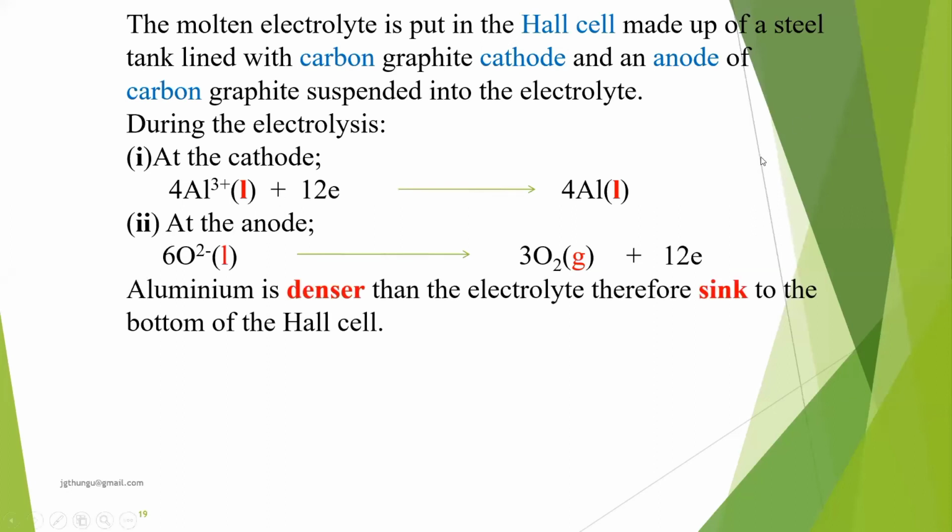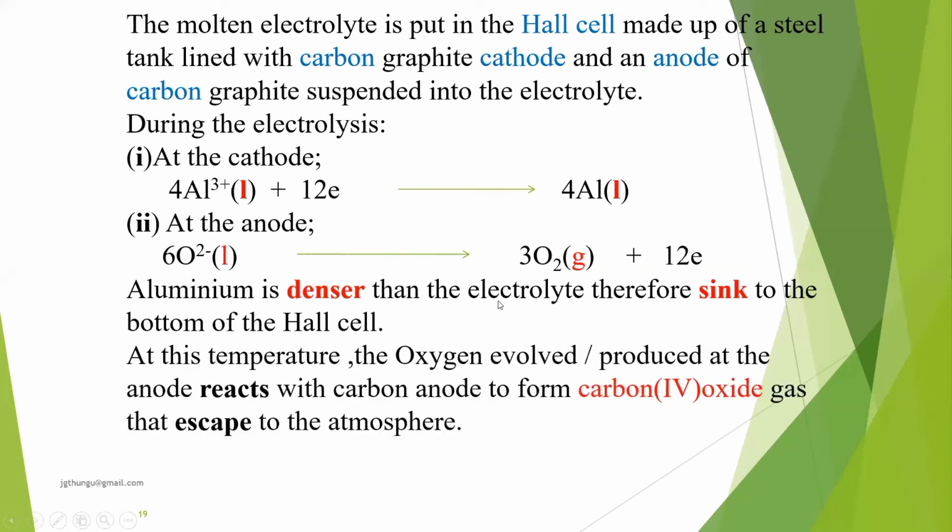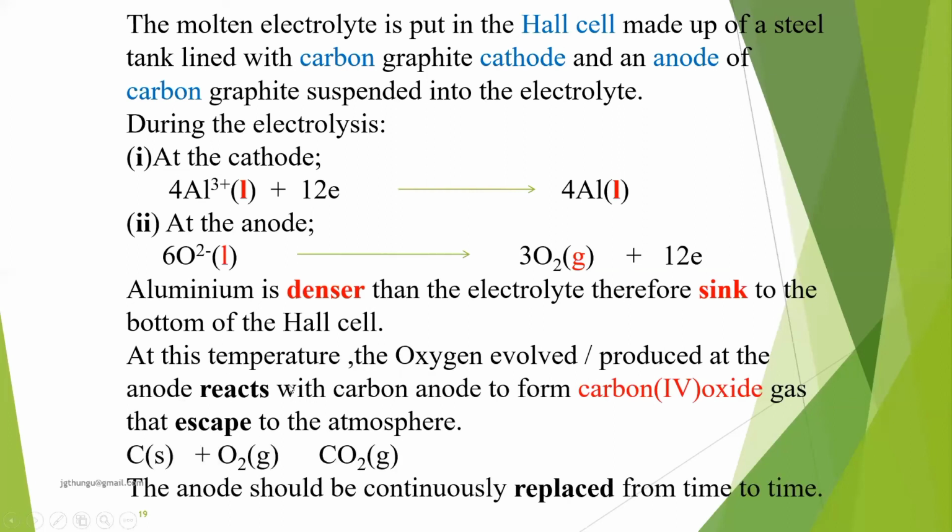By looking at the other part. So hiyo ya aluminium nimeelezea why it is on the lower or the bottom part, it is denser than the molten. Tukasema oxygen huwa inafanya nini? Ina react na anode. That's why it has to be regularly depressed.